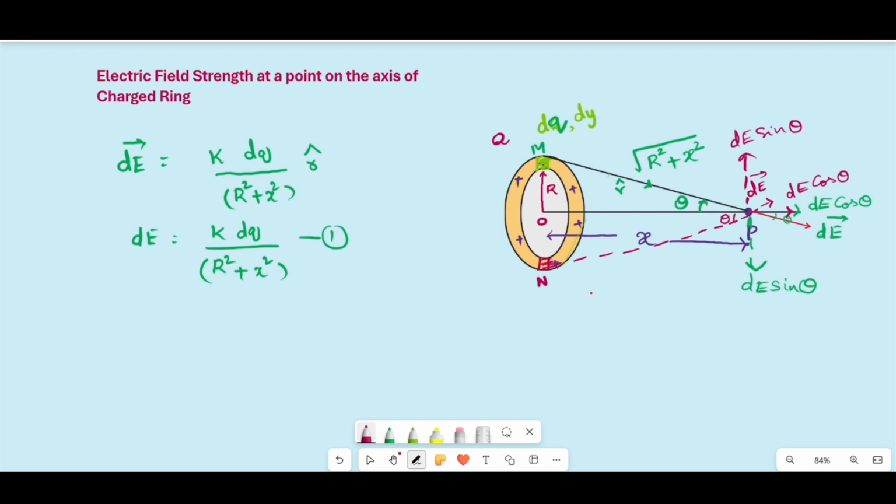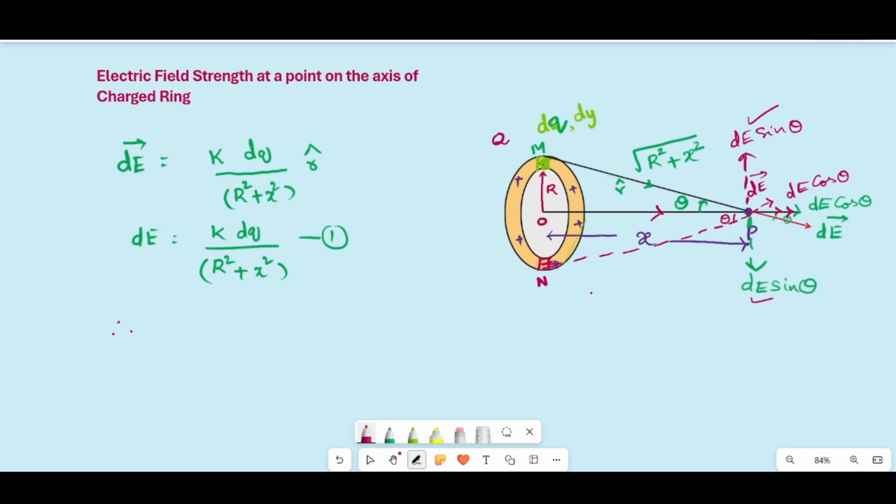So what is happening? The vertical components dE sin theta, due to exactly opposite segments taken on the ring, cancel each other. The vertical components of the electric field produced at point P by opposite segments cancel, since dE sin theta and dE sin theta are the same in magnitude and act in opposite directions. So what is the remaining? The remaining is along the x-axis, or along the axis of the ring. Only along the axis of the ring are all the electric fields aligned.